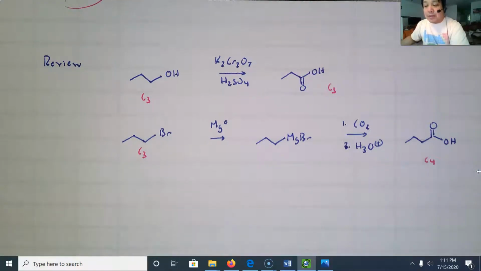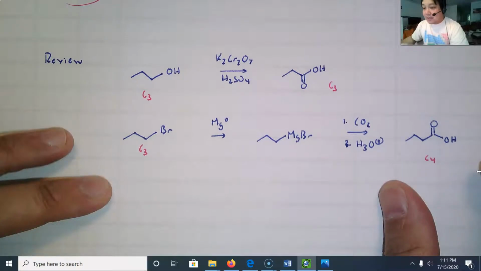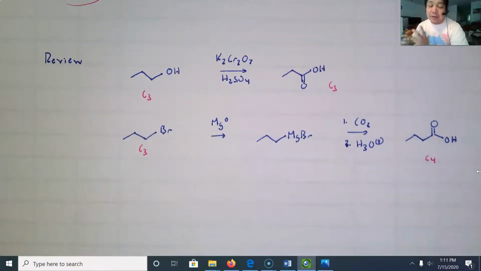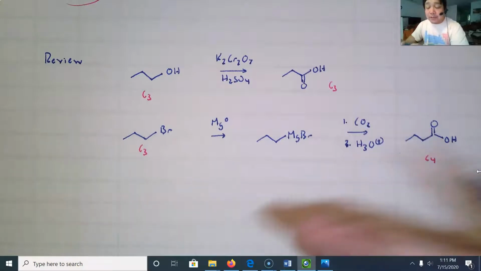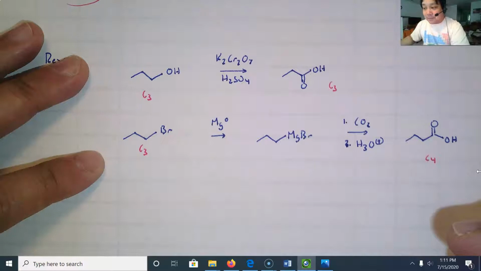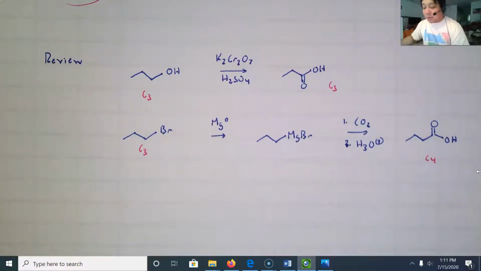Those are the two main ways that you're expected to know how to make a carboxylic acid. There are definitely other ways to make a carboxylic acid, but these are the two main ways. Let us go to a new reaction.